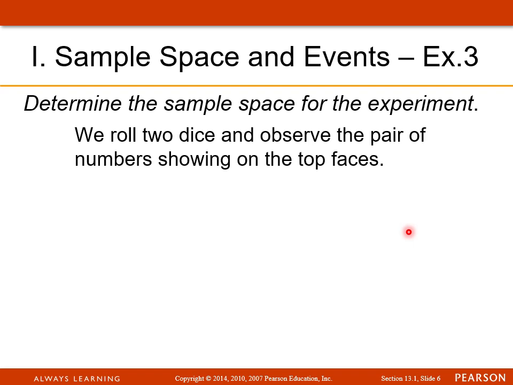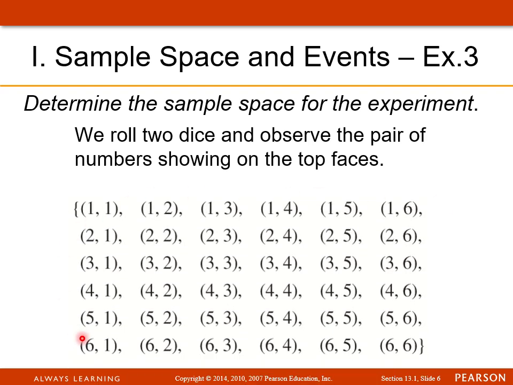Okay, determine the sample space for this experiment. It says we roll 2 dice and observe the pair of numbers showing on the top faces. So we've seen this one several times. If we roll 2 dice, then these are all your different possibilities. Okay, so we can go 1,1, 1,2, 1,3, and so forth through all of these. So if we count these up, we see that there are 36 different possibilities.